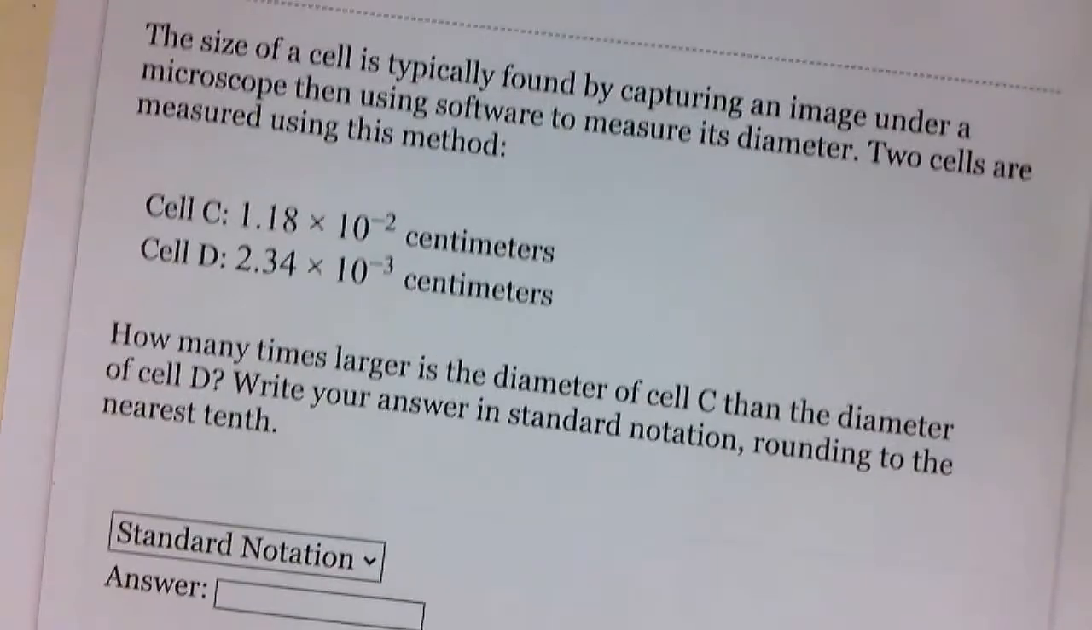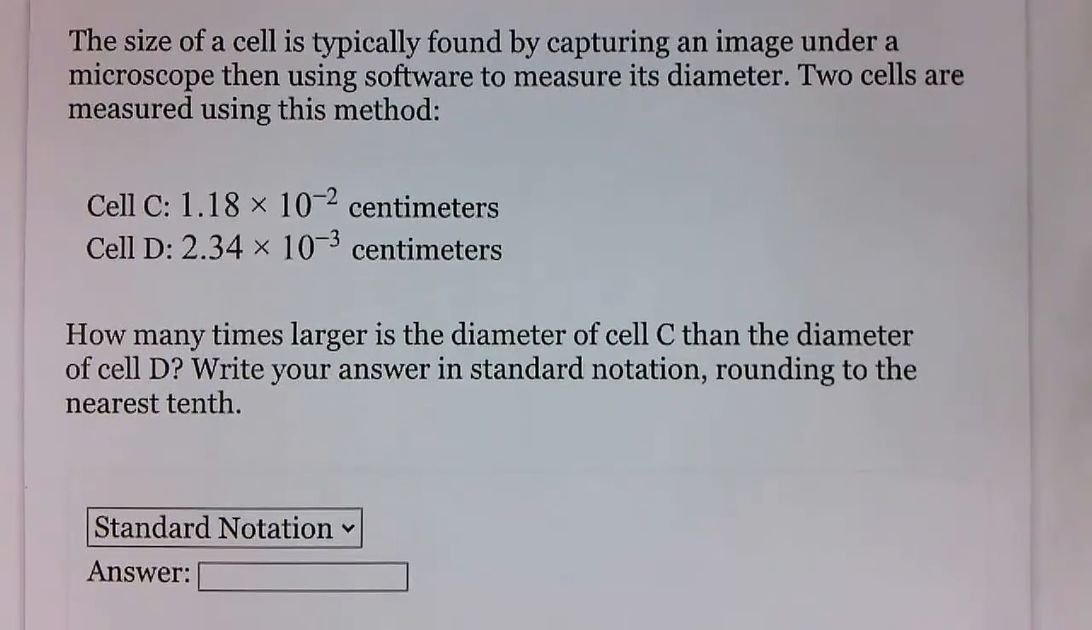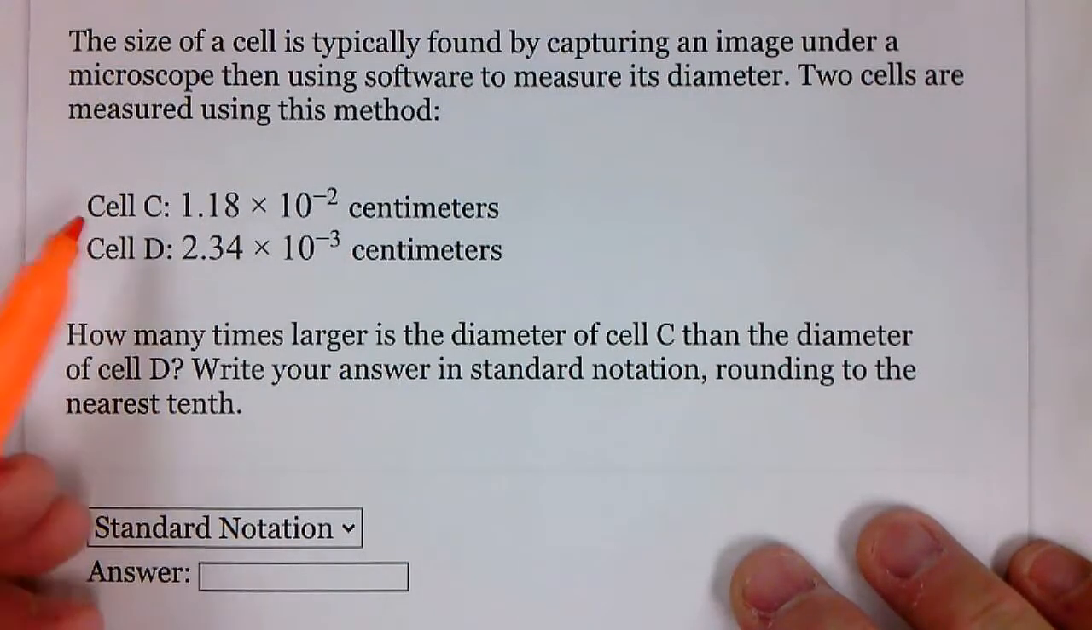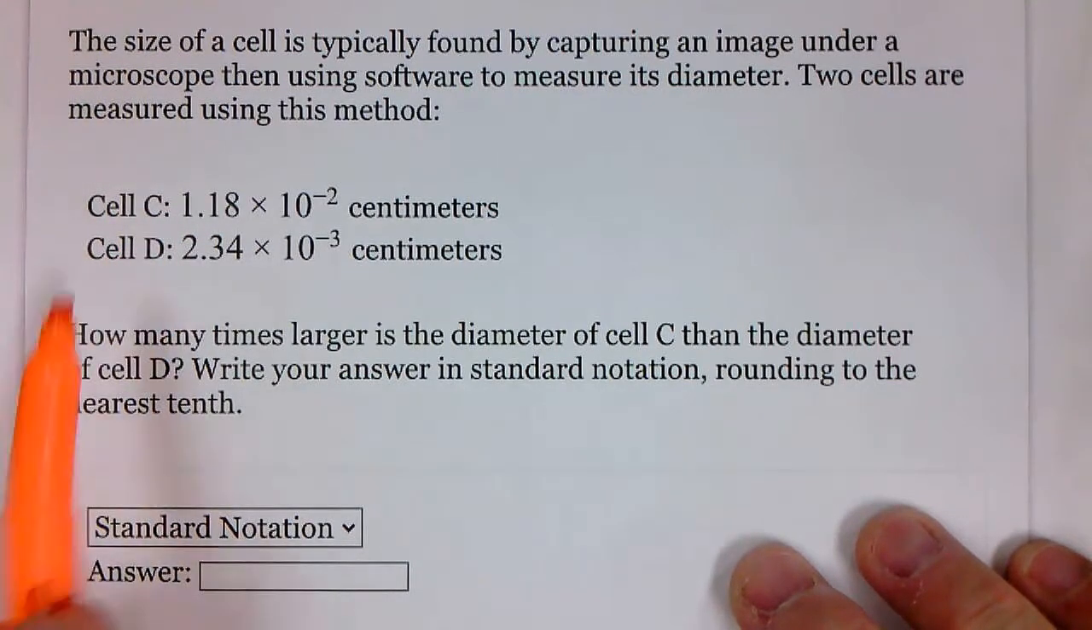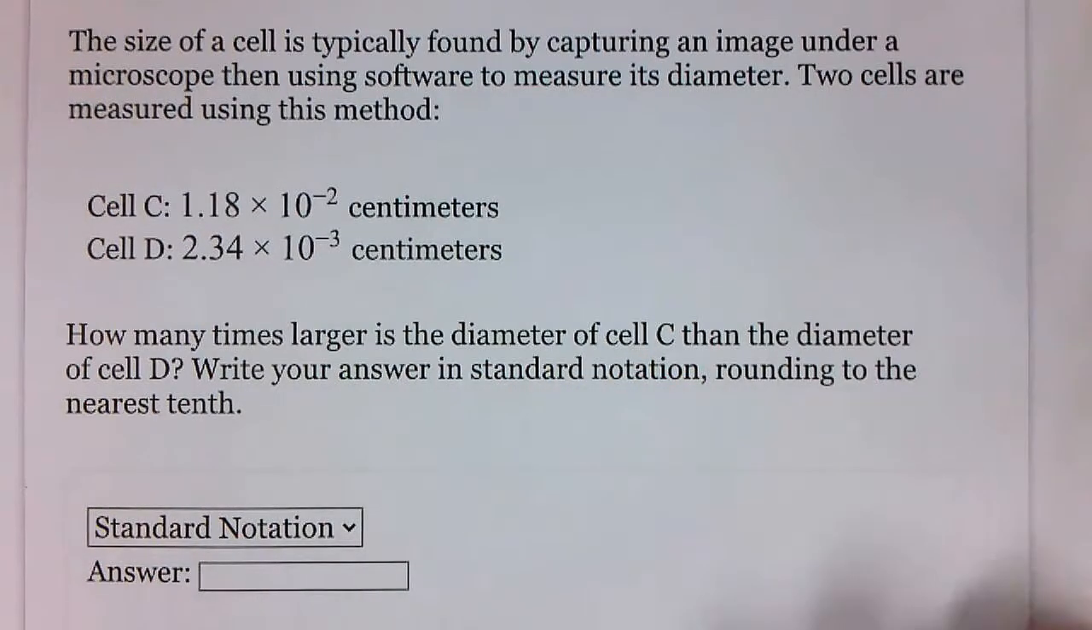So here is one that I printed right off of Delta Math, and this is one that often gives us trouble. It says the size is typically found by capturing an image under a microscope, then using software to measure its diameter. Two cells are measured using this method. So I have cell C and cell D, and here's their size. Now, how many times larger is the diameter of cell C?